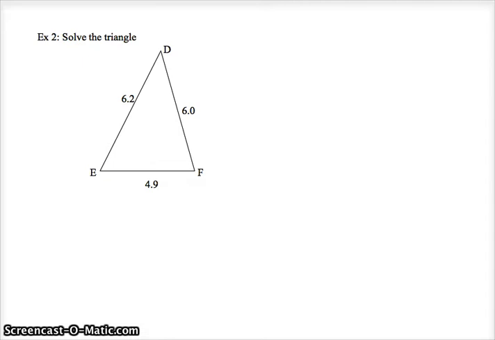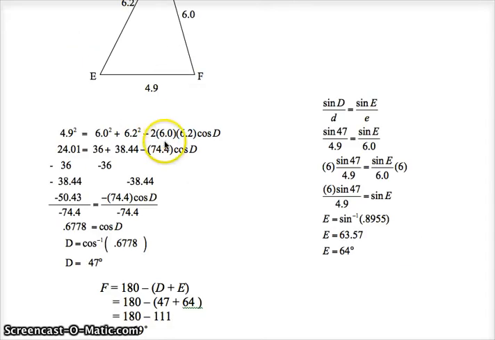Okay, so notice I solved for angle D first. So I set it up that 4.9 was on the left side of the equation, and I isolated for D. I subtracted the 36 and the 38.44 from both sides, and then divided by the negative 74.4, and then took the inverse cosine to get D was 47 degrees.